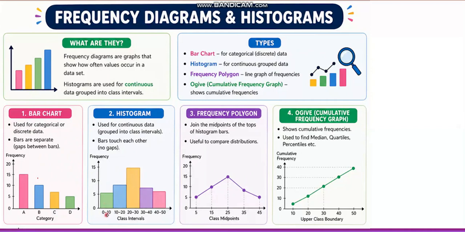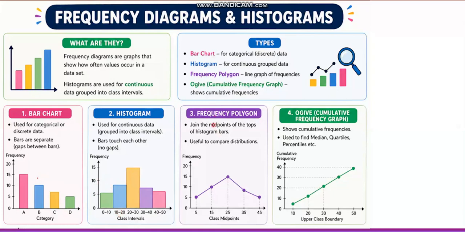For example, in this graph, the class interval is 10, meaning the first bar shows the values from 0 to 10, like how many values occur between 0 and 10. So it shows the frequency, which is 5, meaning 5 values occur between 0 and 10. Similarly, how many values occur between 10 and 20? The height of the graph represents the frequency.